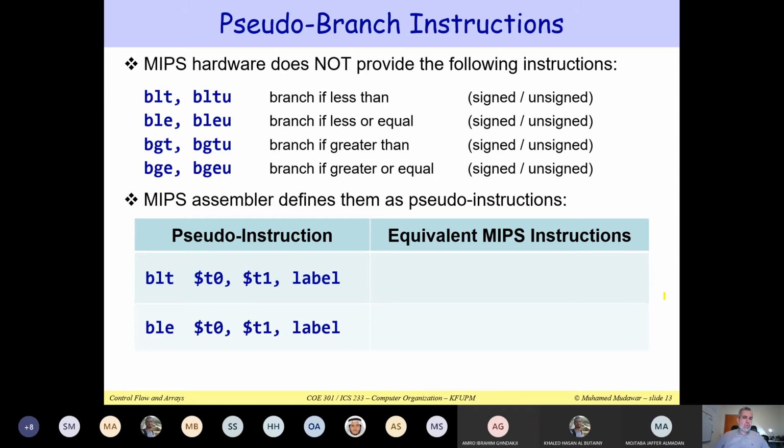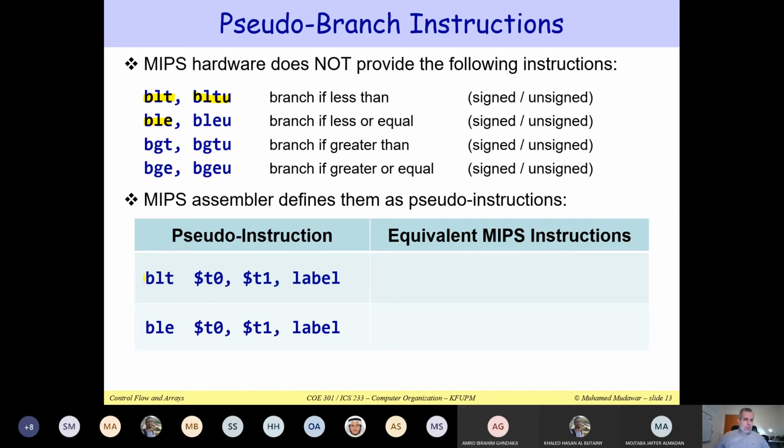So we have branch if equal, branch not equal. These are real branch instructions, but we can also have branch less than unsigned, branch less than or equal unsigned, and so on. So we can define all of these eight branches as pseudo branch instructions because they are not defined in the architecture.